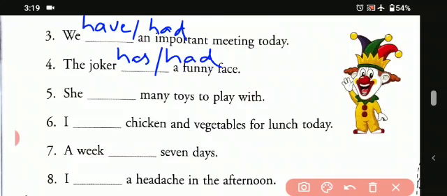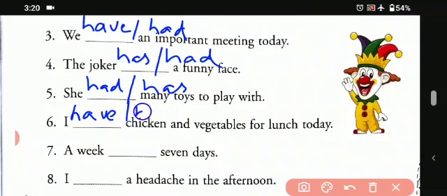Okay. Then the fifth one. She dash many toys to play with. So she had many toys to play with and she has many toys to play with. Then the sixth one. I have chicken and vegetables for lunch today. Okay. Then I had chicken and vegetables for lunch today.